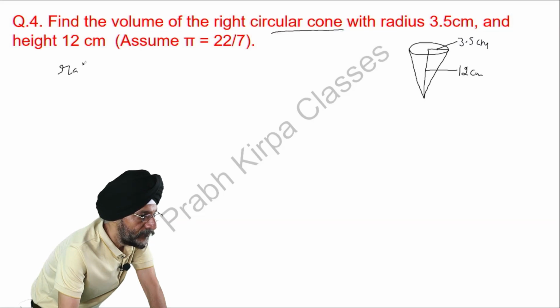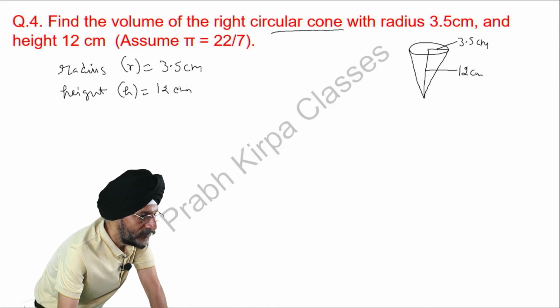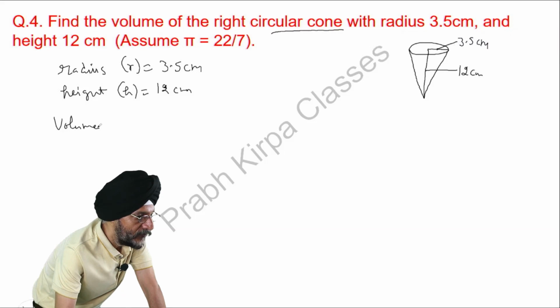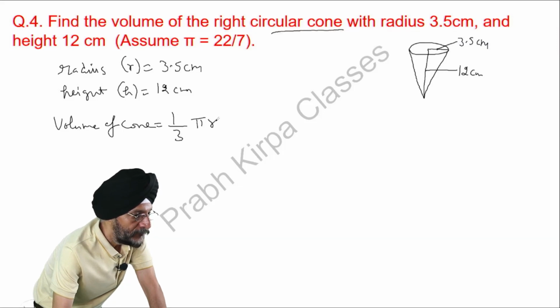So radius is equal to 3.5 centimeter. Height is 12 centimeter. What is the volume of cone? It is 1 over 3 pi r square h. We will fill in the relevant values. What is the value of pi? It is given in the question, 22 over 7.